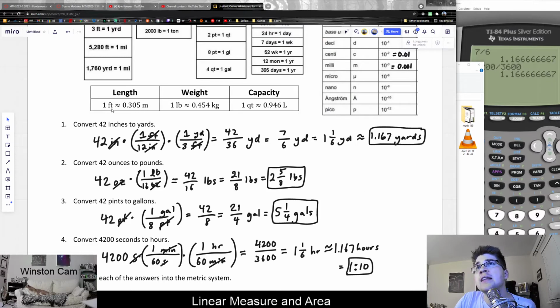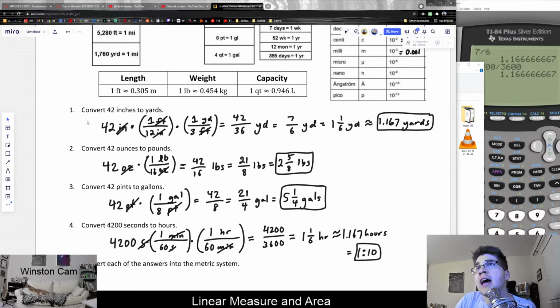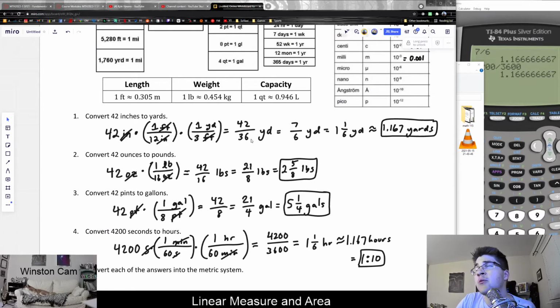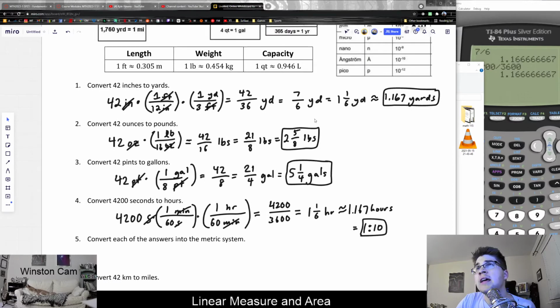But let's look at our first example. We had 42 inches to yards. And actually, since what I've given here is 1 foot is approximately equal to 0.305 meters, we need to know how much we have in feet first. And also, I would want to start with a more exact value. If you remember, before we converted into yards, we had that this was 42 over 12 feet. And that's what we had in feet.